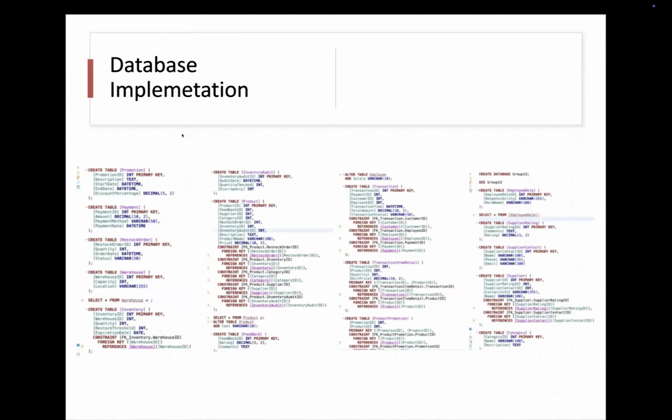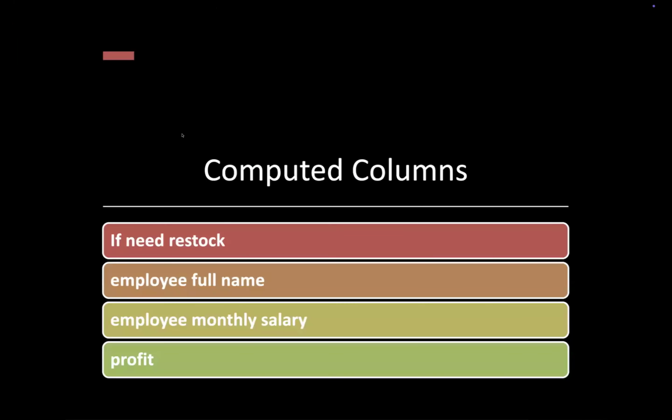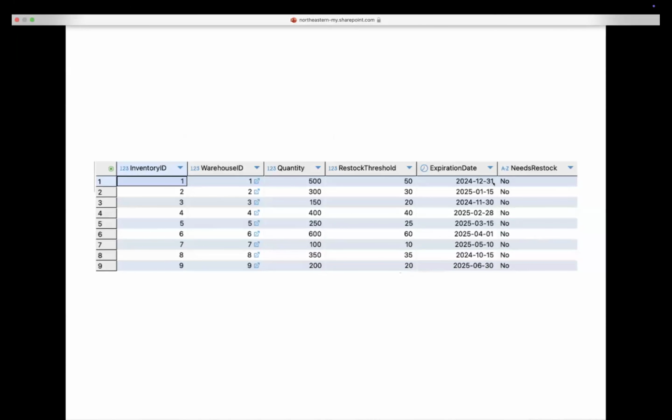Okay, let's go through the database implementation. So according to the ERD we just designed, we defined the necessary foreign keys and primary keys to relate all the tables. And also we defined all the data types. And let's go through the computed columns. As you can see right here, we have a needs restock column, which shows whether we need to restock a specific inventory. Whenever the quantity is below the restock threshold, it shows yes. Otherwise it shows no.